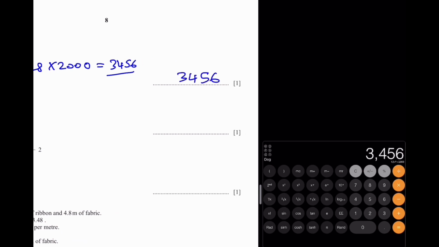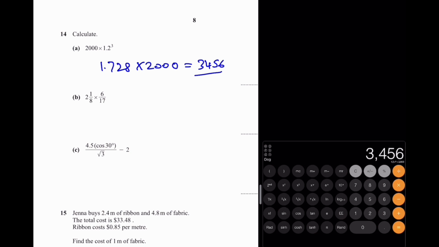Let's go to part B. 2 1 by 8 into 6 by 17. That'll be 17 by 8 into 6 by 17. Cancel that out. This will become 3 by 4. And that is our answer.